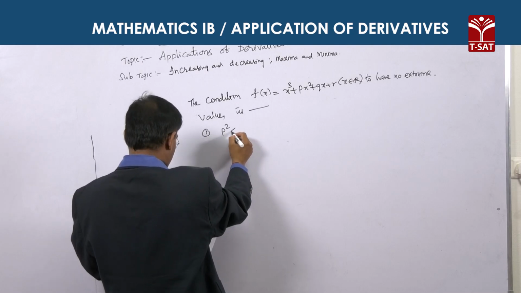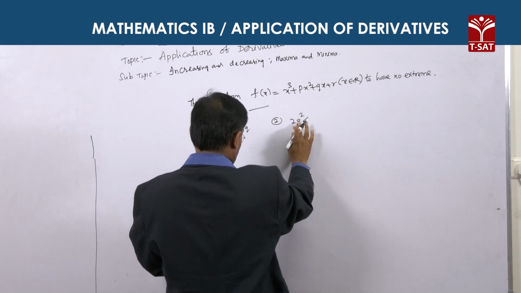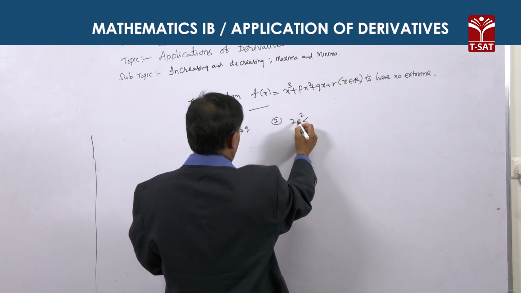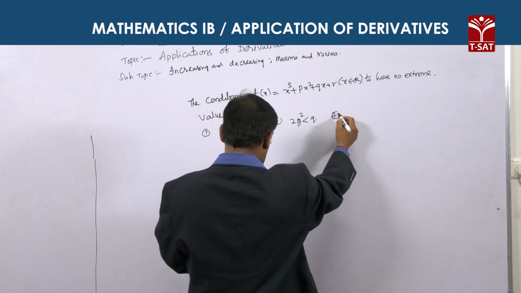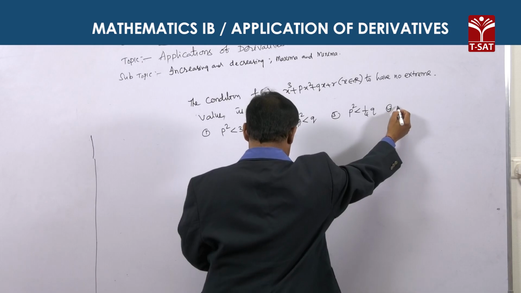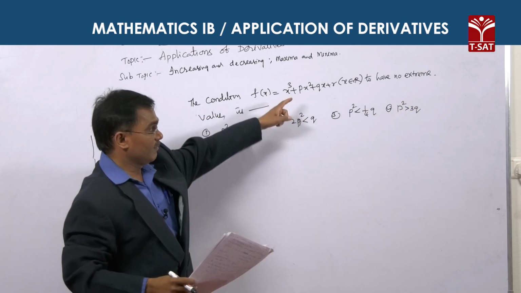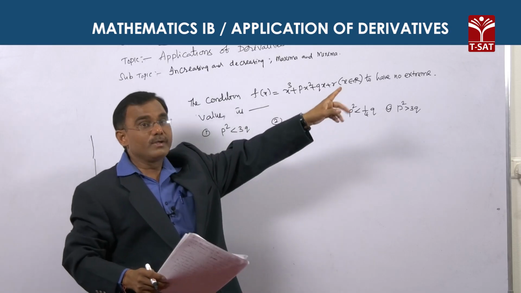The first answer is p square less than 3 cube. Second answer is 2p square. Third answer is p square less than 1/4 cube. The fourth answer is p square greater than 3 cube. Right. Given that the function, x is a real number, has no extreme values.